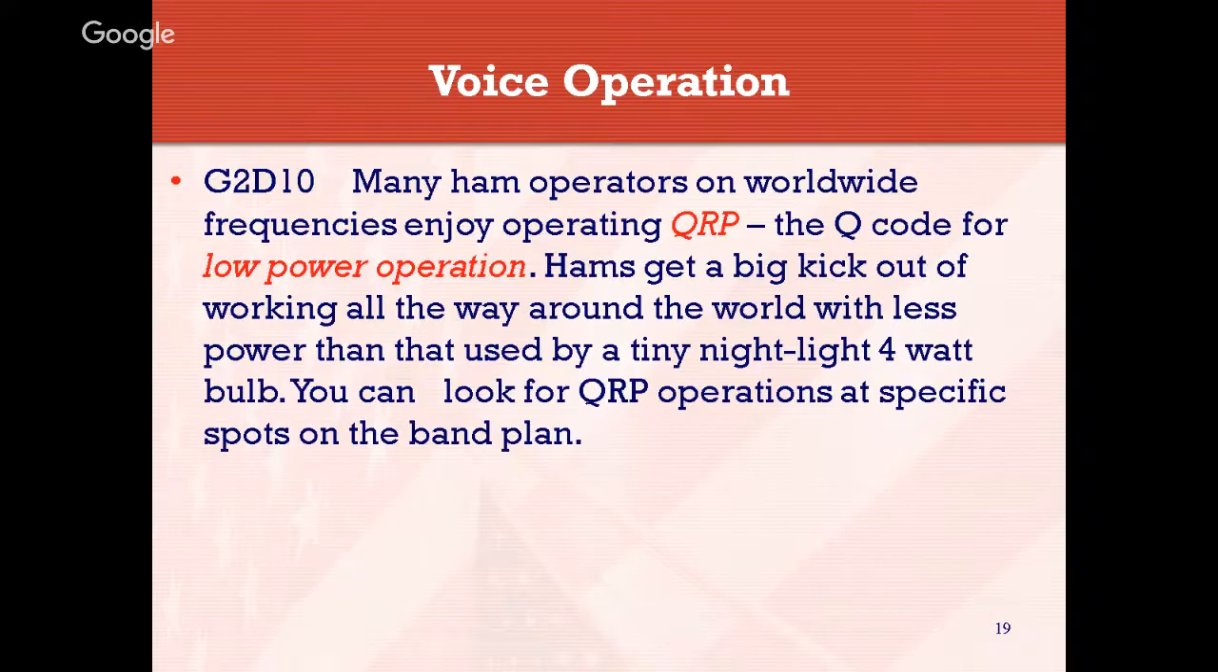They're operating 4 watts. And believe it or not, you can kick out one heck of a signal to work around the world with that little 4 watts, given propagation and conditions being ideal enough to do that. So at any rate, you can look for QRP operations at specific spots on the band plan. Look that up, do a little Google search on QRP operations. It's quite fascinating. Sometimes I wish I had a QRP rig.